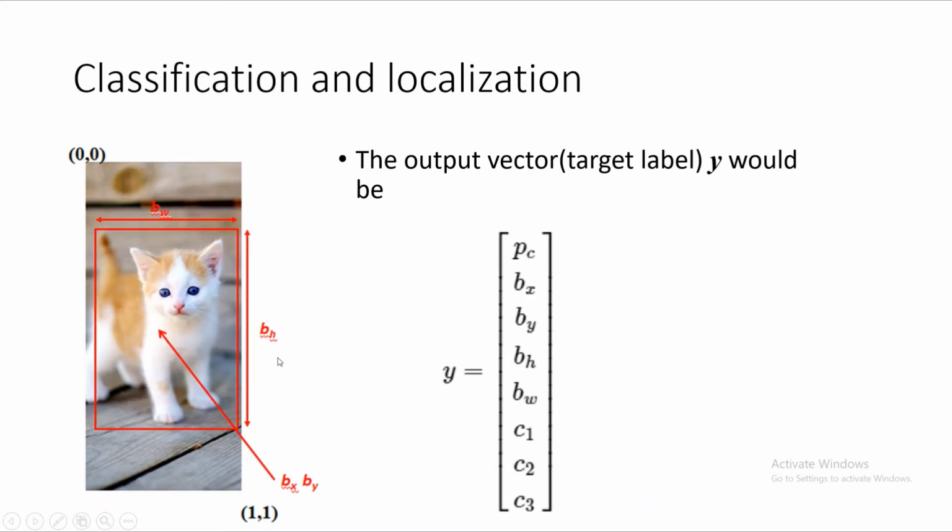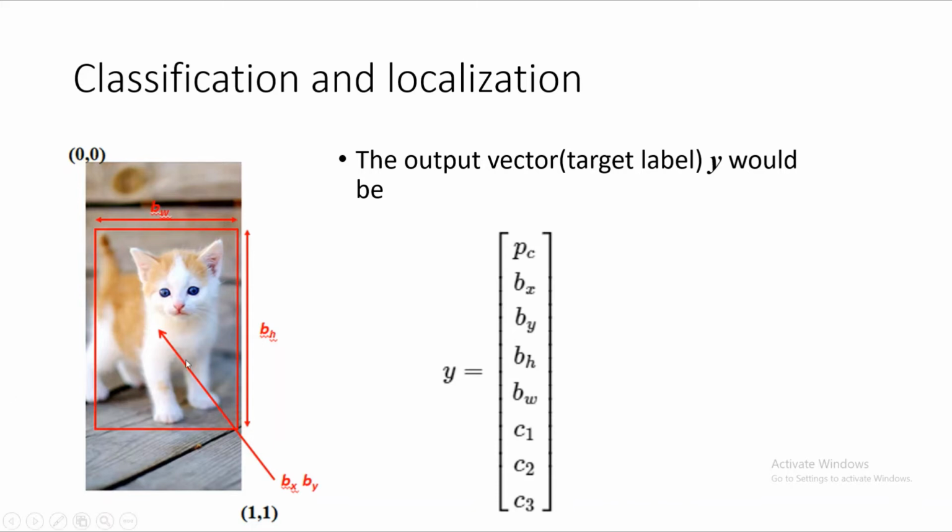So we can say BX might be 0.5, or not completely 0.5, but somehow at the center. BX is a little bit off, we can say 0.52, something like that, and BY might be at 0.5, because it is at the halfway point of the image.